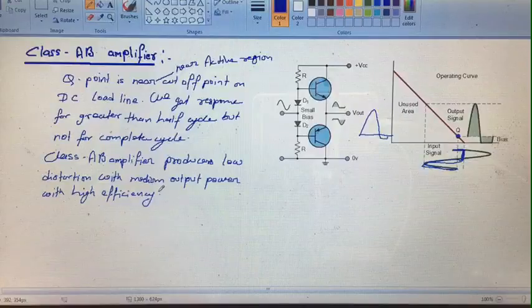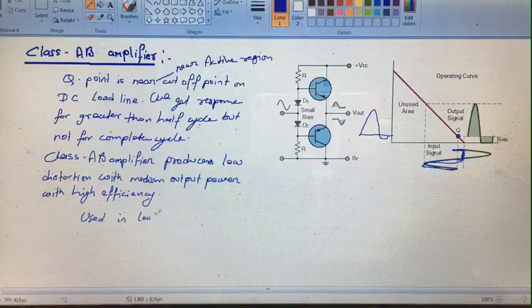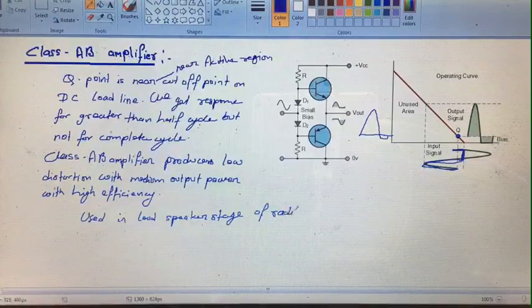The efficiency of such amplifier is between class A amplifier and class B amplifier, and these amplifiers are used in the loudspeaker stage of radio receivers.